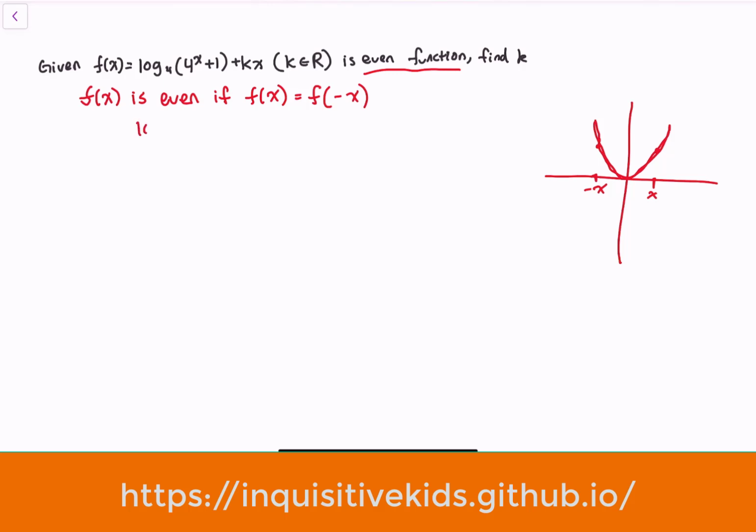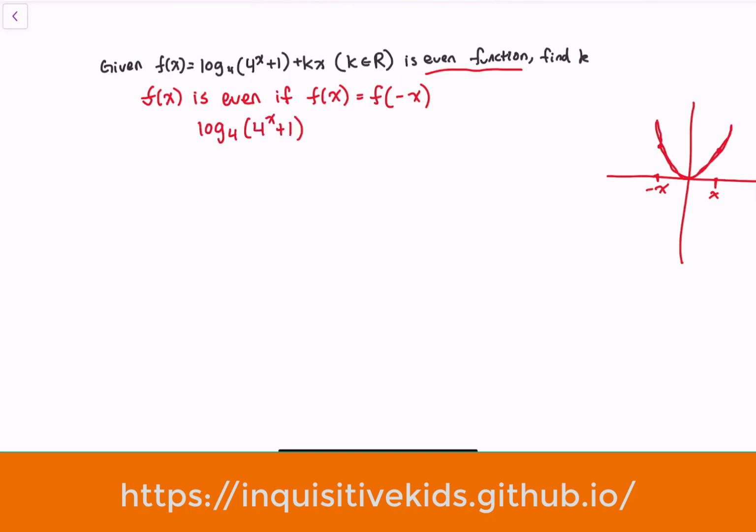f of x is log base 4 of 4 to the x power plus 1, plus kx. And we know this is an even function. So we have to write f of negative x as well. Log base 4 of 4 to the negative x power plus 1, minus kx. This equation should stand true. Now we can combine these logarithms.